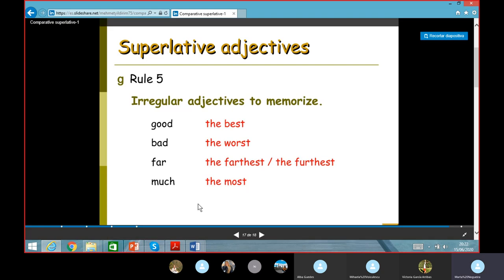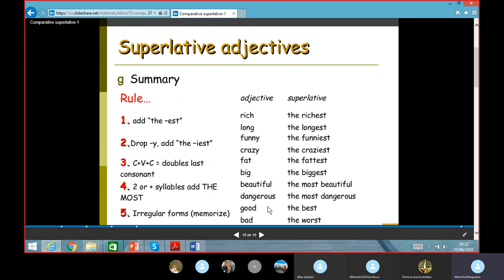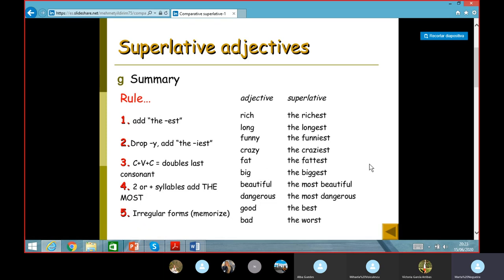And this is our summary. Ok, recuerda the. ¿Veis que entonces está el the? The richest, the longest, cuando tengo Y, the funniest, lo paso a IEST. Cuando tengo consonante, vocal, consonante, duplico la última consonante. Y cuando tengo palabras largas, pongo the most para no añadir nada más. Y luego en las irregulares, pues me lo tengo que aprender. I give you some seconds to read this.